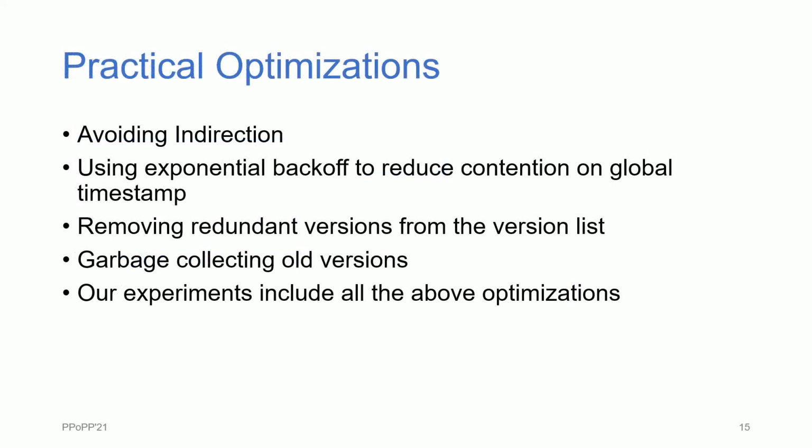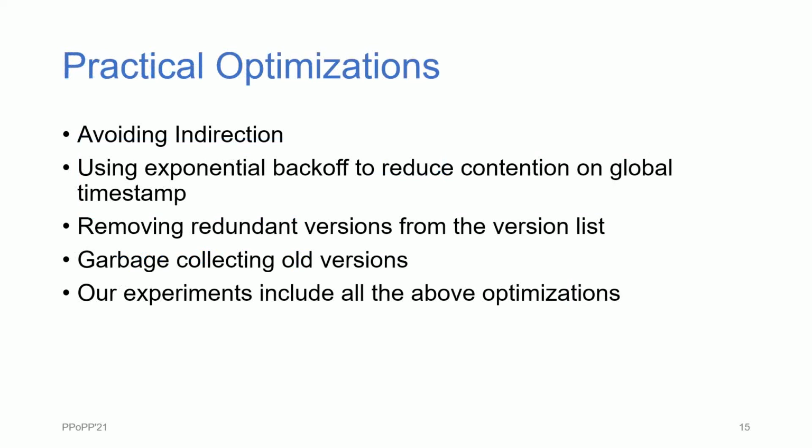We present several practical optimizations in our paper, but perhaps the most important one is how to avoid a level of indirection when using version CAS objects. This level of indirection doubles the height of the data structure, so it has a huge impact on performance.